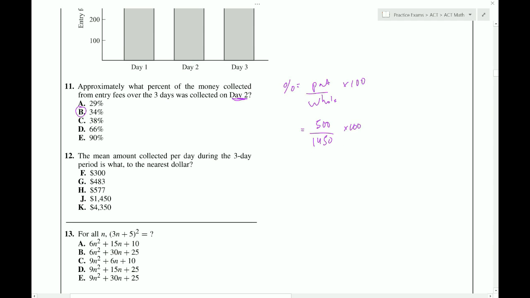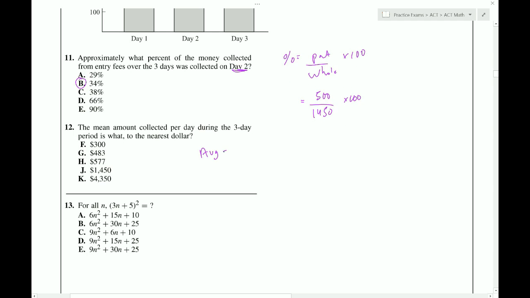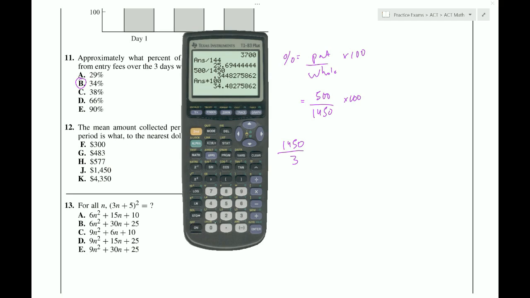The mean, which is average, collected per day is what? So we know that average equals sum over number. We know that the sum was 1450. We know that there were 3 days. So we just do 1450 divided by 3, 483.